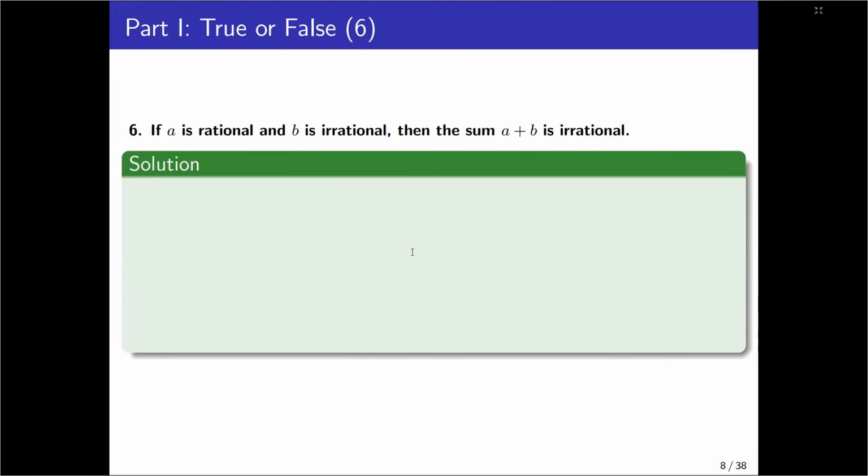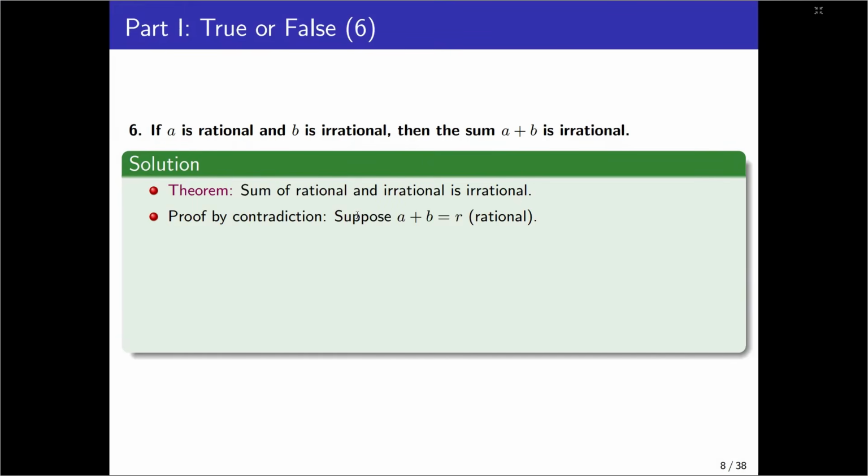Question number 6. If a is a rational number and b is an irrational number, then the sum a plus b is irrational. The sum of a rational and an irrational number is always irrational.